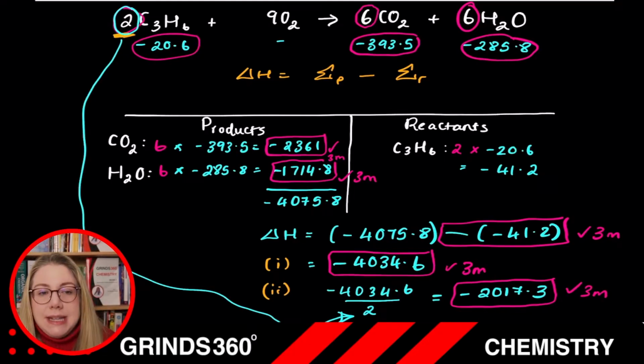Right, and that is the difference between heat of reaction and heat of combustion, just in case the examiner asks you a question like that. Right, that's it for the calculation.